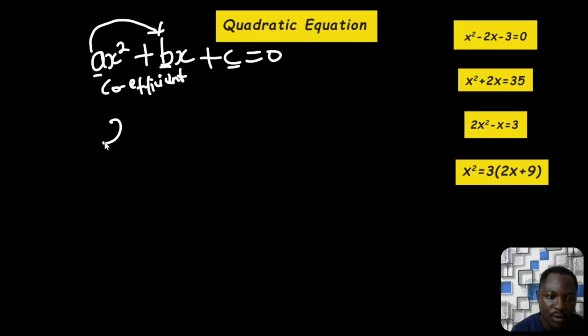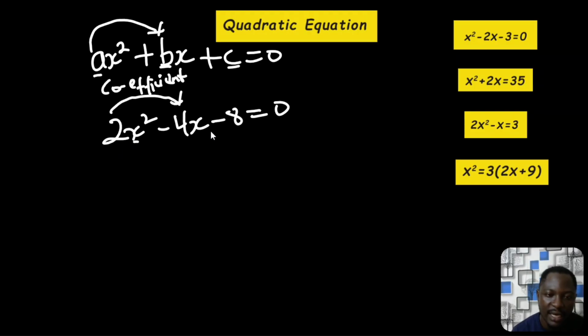So if I write 2x squared minus 4x minus 8 is equal to 0, the 2 and negative 4 are the coefficients of the x squared and then the x, and the negative 8 is a constant.